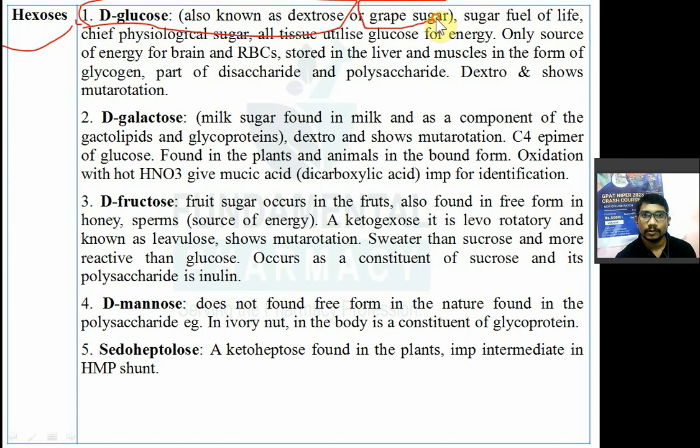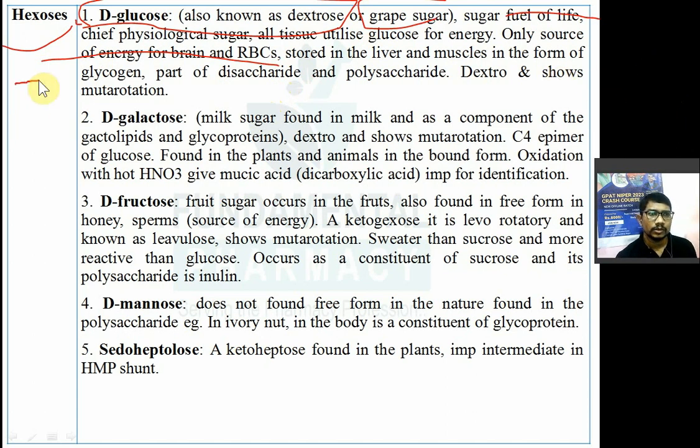Glucose is nothing but the sugar, the fuel of life. It is energy. It is the only source of energy for the brain and RBC. For brain and RBC, only glucose is the source of energy. So other sugars, brain and RBC will not be able to utilize. The other body parts can utilize them. Now glucose is stored in the liver and muscle in the form of glycogen.